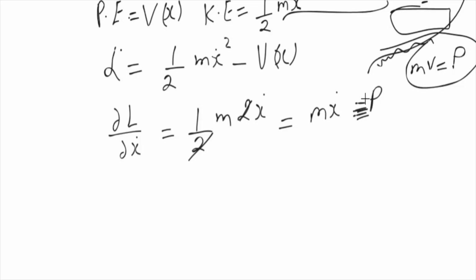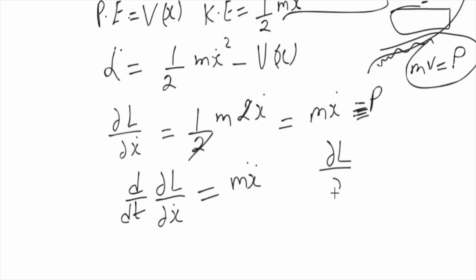And it will become the general definition of momentum. Now, what is d by dt? Because our equation is d by dt of del L upon del x dot is equal to del L by del x, which is equal to m x double dot. And what is the value of del L upon del x? It is equal to minus dV. If there is only one particle then dV; if there are many particles, then you can write it as the partial derivative, minus del V upon del x.